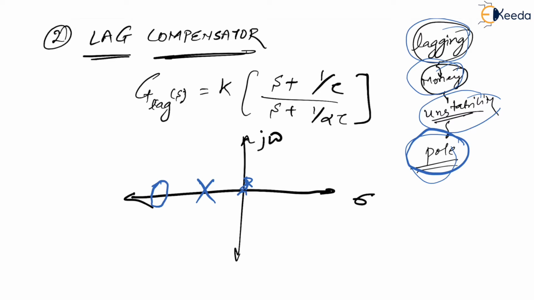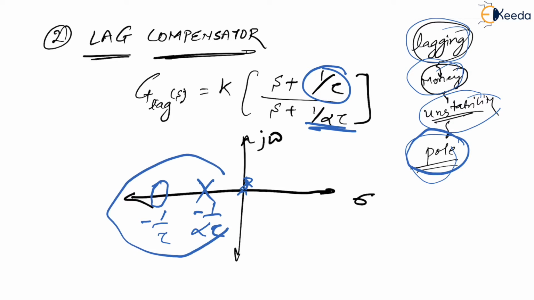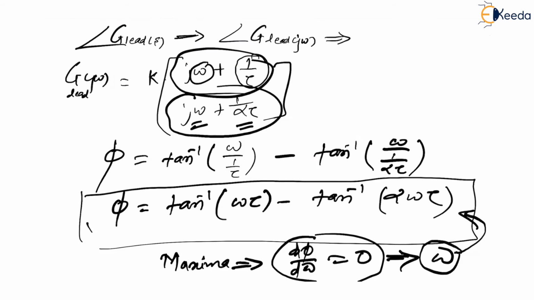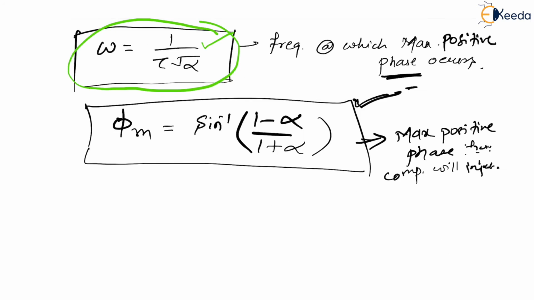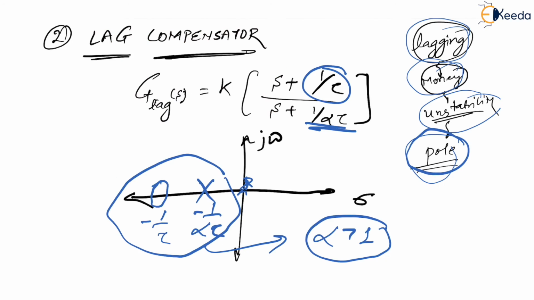Then the second thing you see is a zero. The pole is minus 1 by alpha tau, and the zero is minus 1 by tau. From this it is evident that alpha has to be greater than 1. If you remember, alpha was less than 1 in the case of the lead compensator, but in the case of the lag compensator, alpha has become greater than 1.